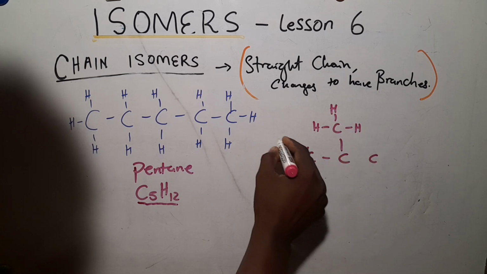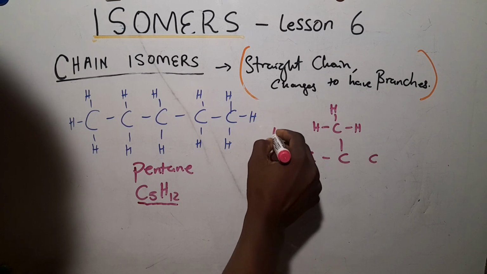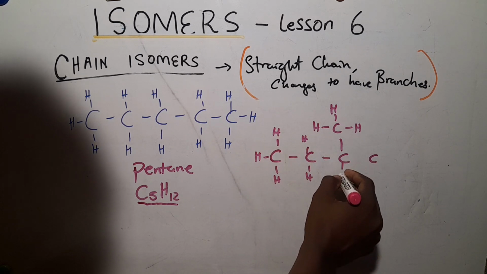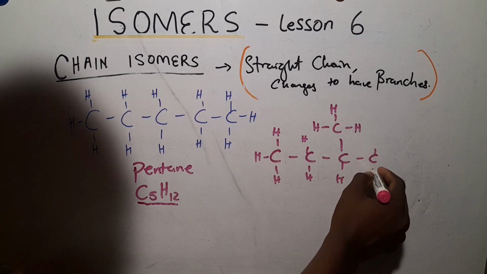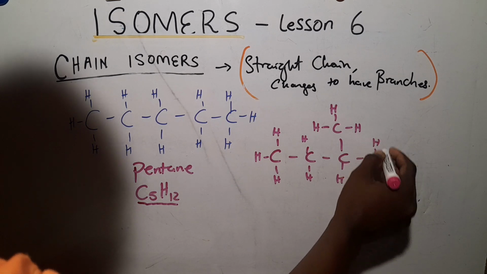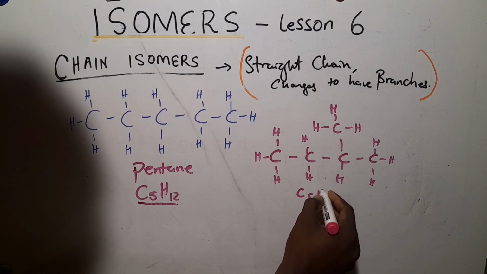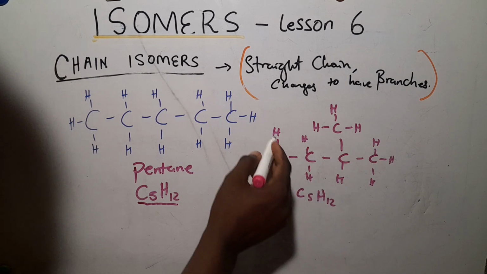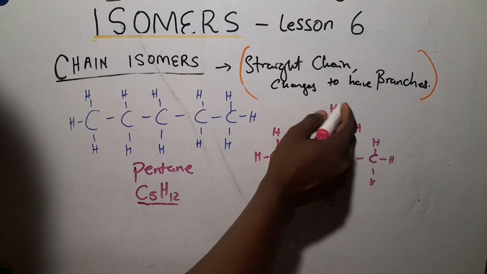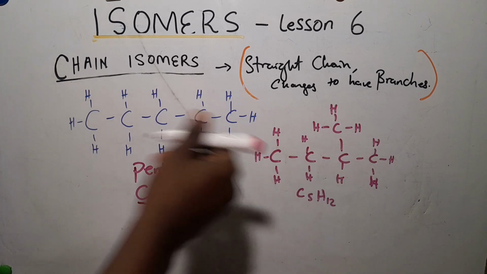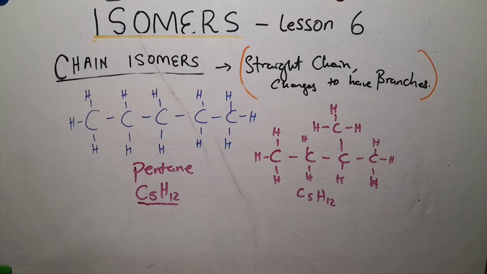And remember, the molecular formula is still the same. It is still C5H12. So this is still C5H12. 1, 2, 3, 4, 5, 6, 7, 8, 9, 10, 11, 12. Still H12. But now, what is the name of this molecule now?